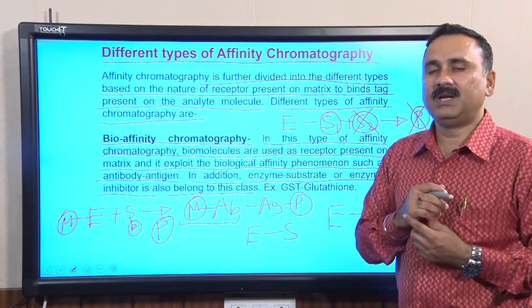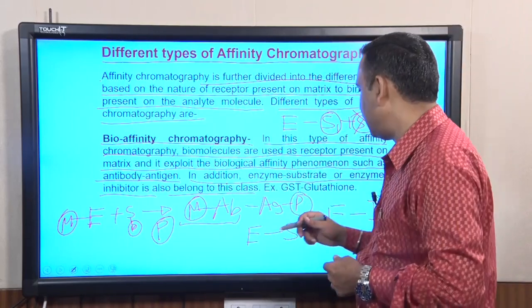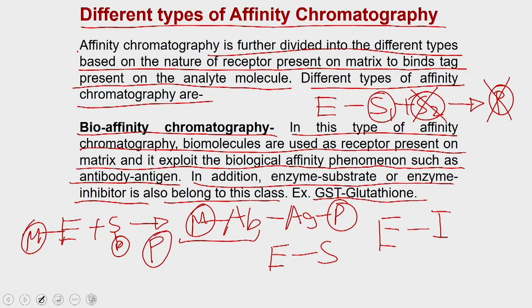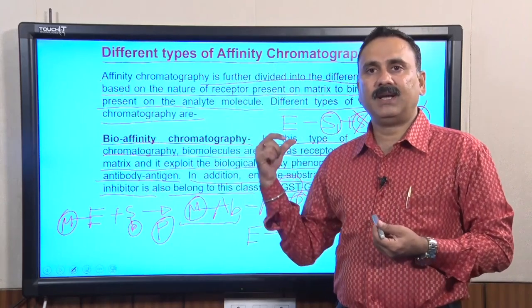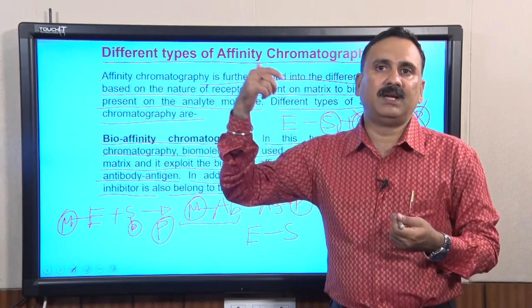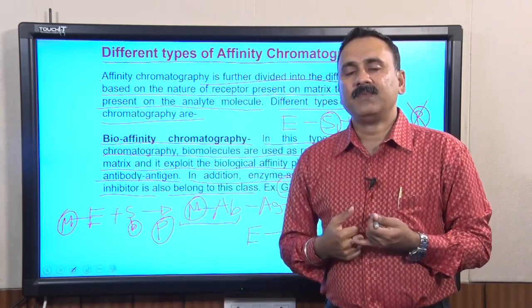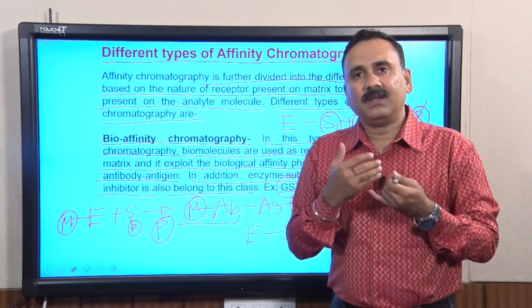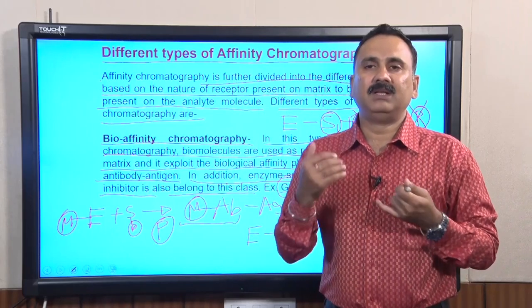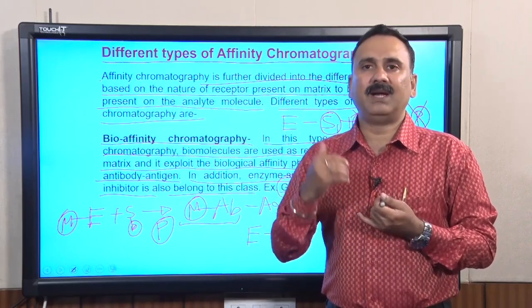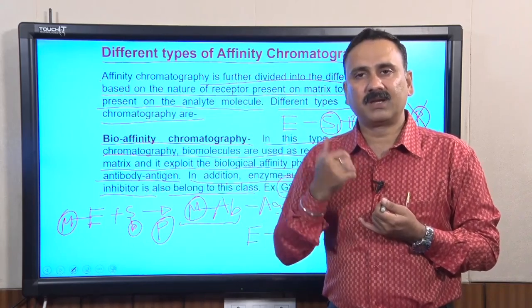In the case of enzyme substrate bioaffinity chromatography, the classical example is GST glutathione. GST is an enzyme called glutathione S transferase, and glutathione is the ligand which is going to bind, but the GST requires additional substrates. What is the function of GST? It takes up glutathione and attaches it to molecules which need detoxification, which means the purpose of GST is to make toxic products more water soluble so that they can be excreted from the body.